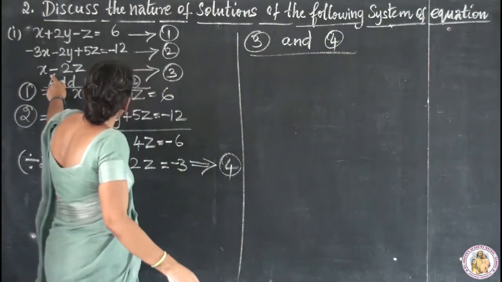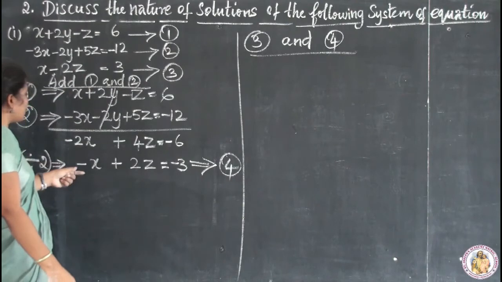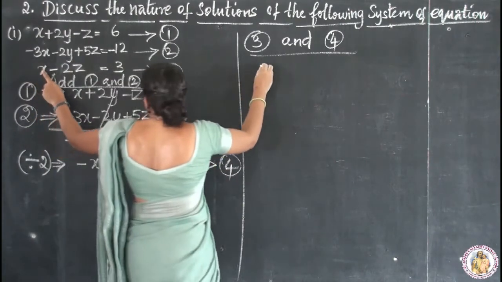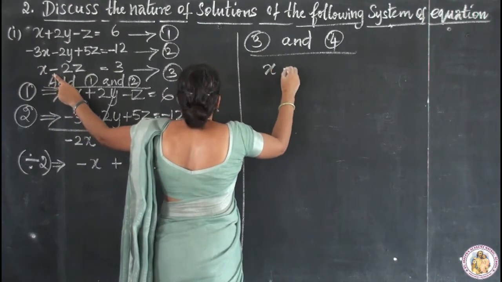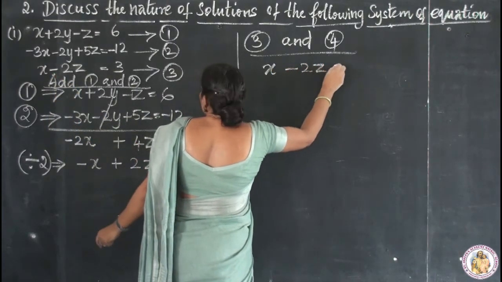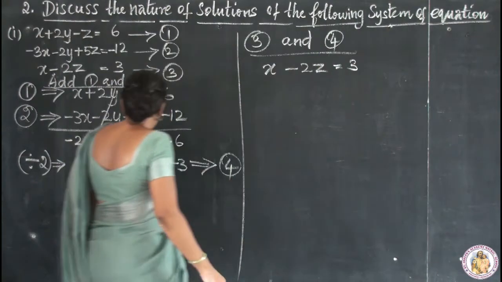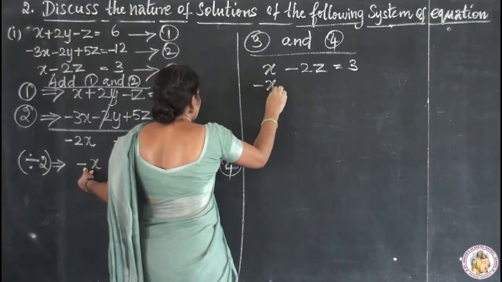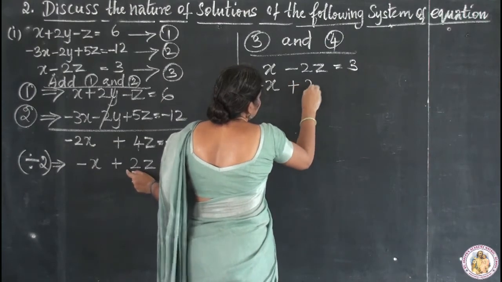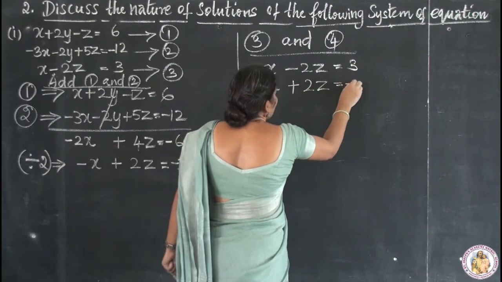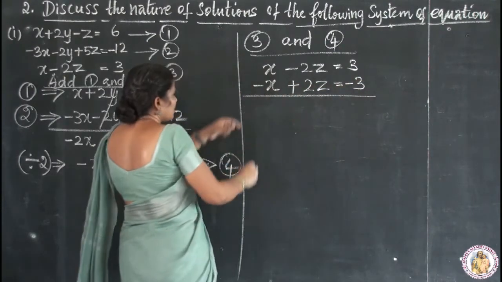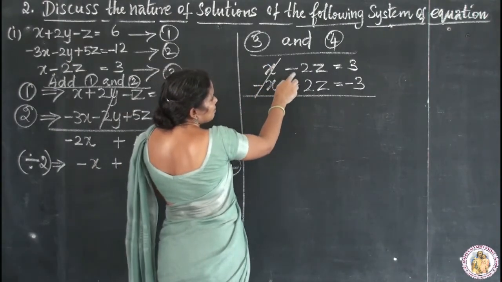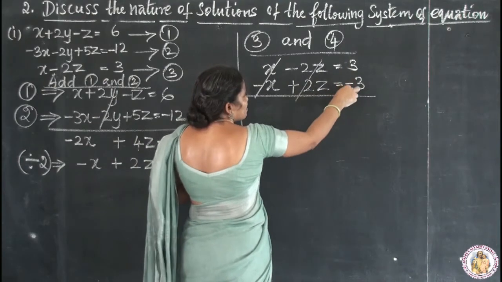Third equation is x minus 2z. Here also in the fourth equation we have x and z. So take the third equation, x minus 2z is equal to 3, and here minus x plus 2z is equal to minus 3. Plus minus cancel, plus minus cancel, plus minus cancel.